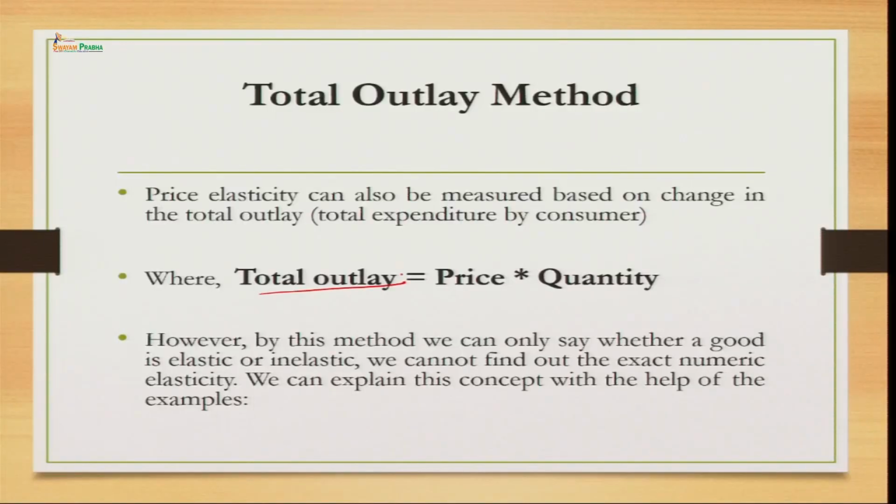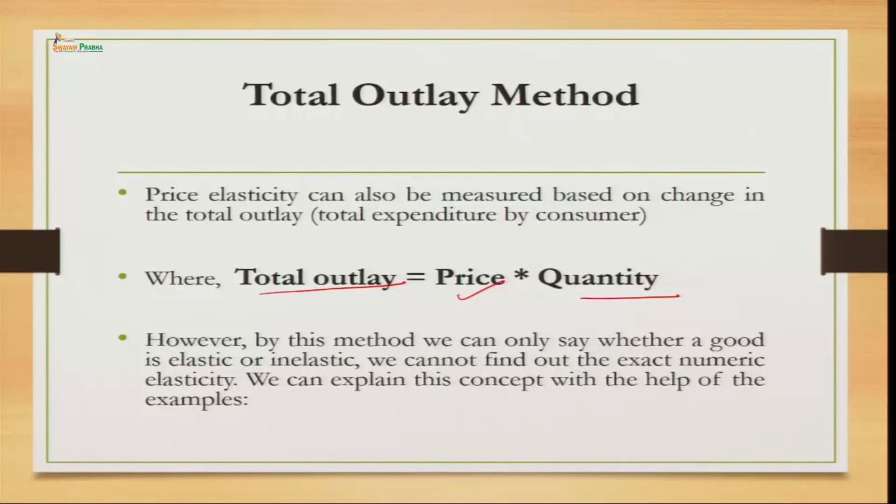In the case of the total outlay method, we just look at the expenditure. How do we find out this total outlay? Total outlay is basically the total expenditure, which can be easily calculated by price into quantity. When we multiply the price with the quantity, we get the total outlay, and looking at the figures of total outlay, we can simply say whether the product is of elastic nature, inelastic nature, or unitary elastic. So, it will only help you to know the nature of that commodity, but this method will not give you the elasticity in exact numbers like we were getting in our previous two methods.